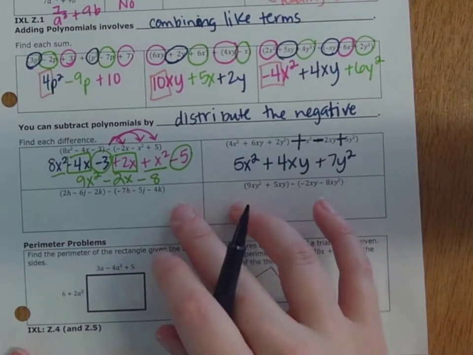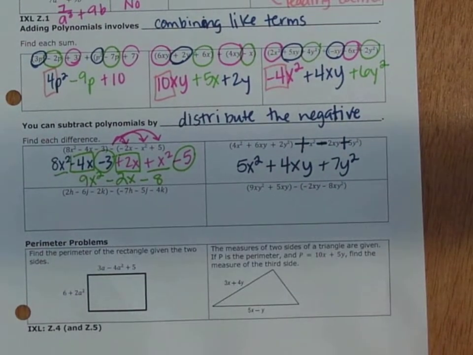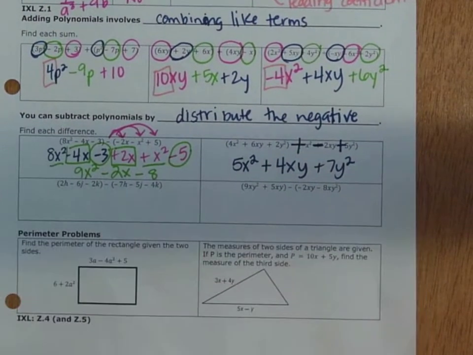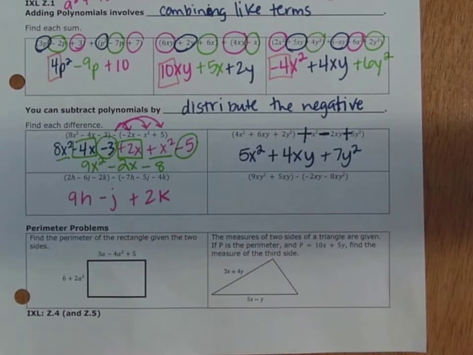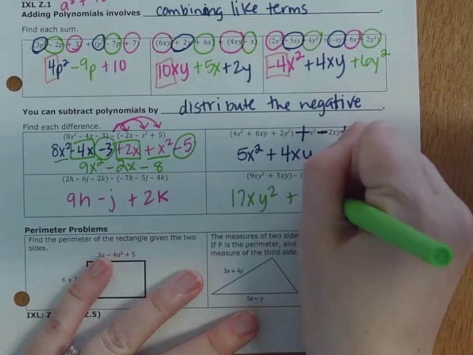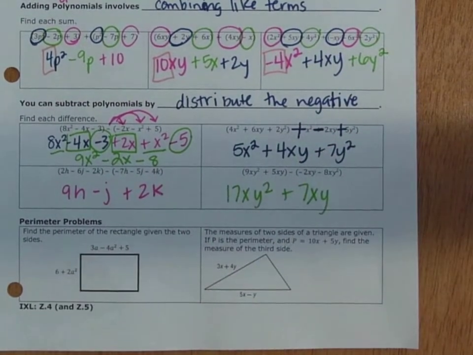Okay, try these two. Okay, who's got the first one? The ones with the H's and the J's and the K's. Trevor. What about the last one here? Cooper. 17xy. Great. Questions on that?